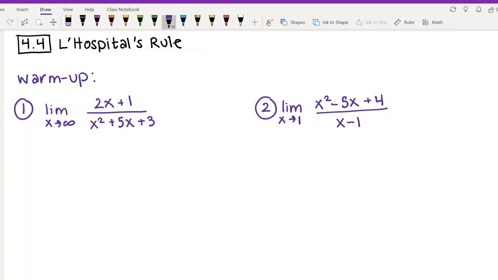So take a few minutes, try to remember what the methods were that we used for each of these types of limits, because the methods for limits at infinity and limits not at infinity were actually pretty different. Take a moment, try to remember how that worked, and then come back and we'll go over them.